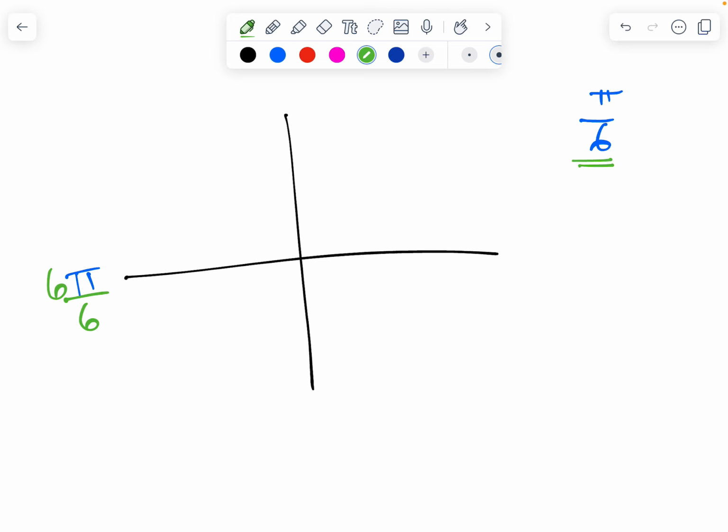Now, I haven't changed its value. 6 pi over 6 is still pi, but 6 pi over 6 is helpful because now when we think about 1 pi over 6, well, if this is 6 pi over 6, I don't want 6, I want a sixth of that. And so pi over 6 is here, in quadrant 1. What if it was 7 pi over 6? Well, if this is 6 pi over 6, 7 pi over 6 is a little bit beyond that, and so this would be 7 pi over 6. Okay, that's it.